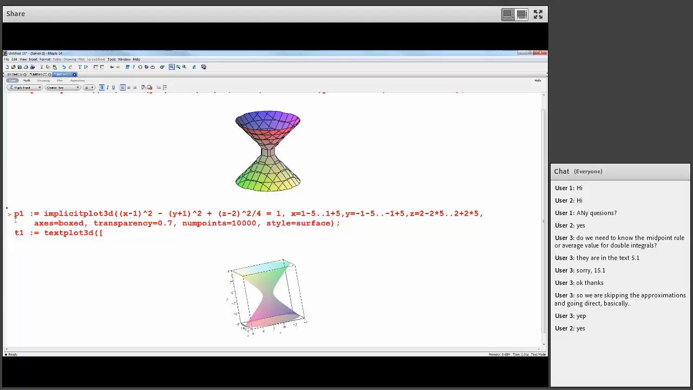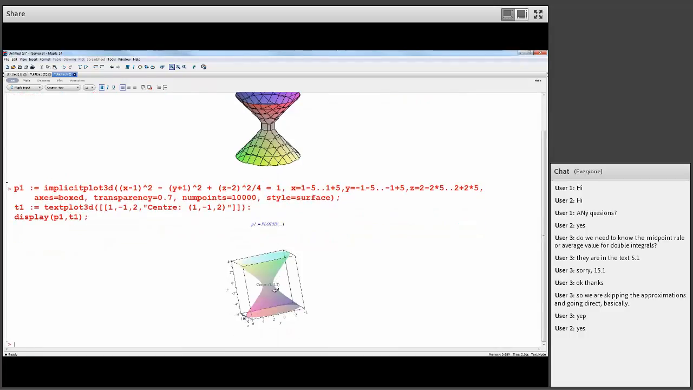The first item is in square brackets. I want to label the center. So the center we worked out is 1, minus 1, and 2. And then on top my text is something like, say, Center, whatever it was, 1, minus 1, 2. Close my section off, close my brackets, close my little thing off, and then I want to display all of these on the same graph, so P1 and T1 together. And that's put it both together, and you can see the transparency, you can see the text through it, and you can see it's labeled the center in the middle of it.